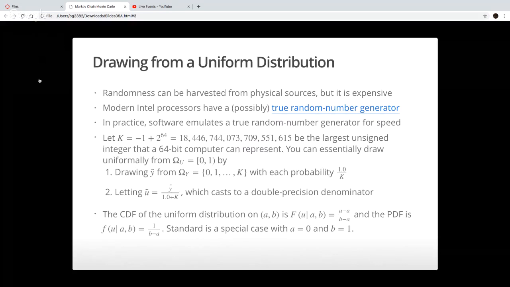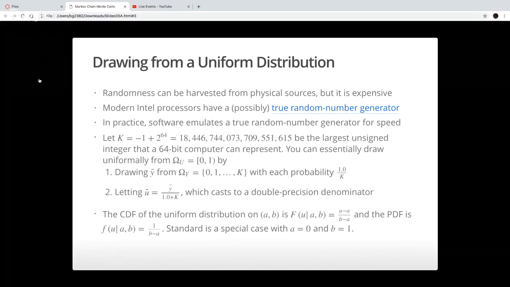So software actually emulates what a hardware random number generator would do by defining this number k, which is the largest unsigned integer that a 64-bit computer can represent exactly, which is really huge. Then it draws y from a discrete uniform distribution with all the elements between 0 and k having probability 1 over k, and then just divides that by 1.0 plus k.